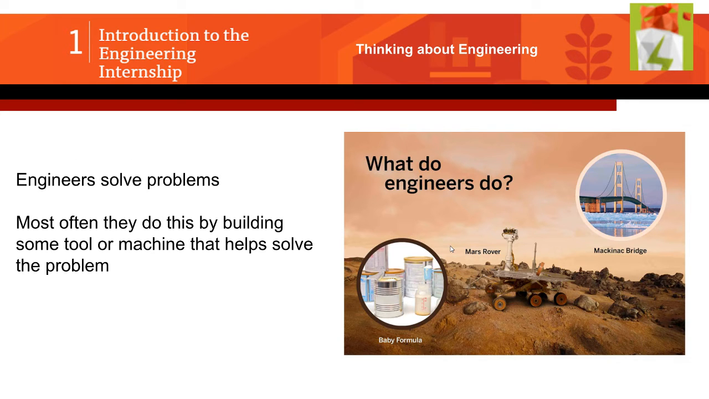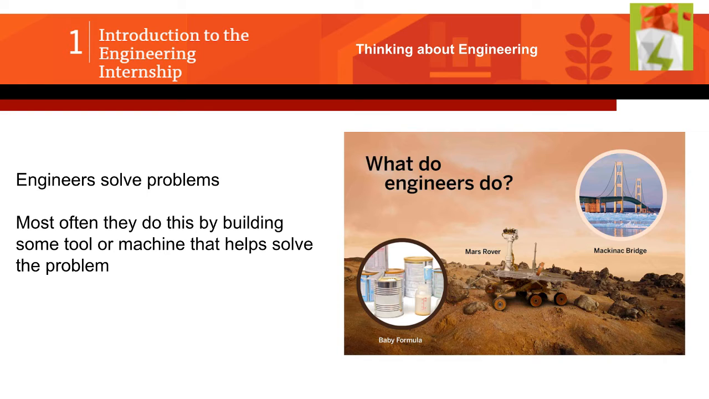Engineers essentially solve problems. The main job of an engineer is to take a problem and then solve it. I know that sounds exceedingly simple, but that's literally what it's about. If you're an engineer, you're given an issue like, we need to make a bridge to get across this gap, or we need a machine that can get to Mars that can tell us more about it, or we need to make the best baby formula so that babies get the energy they need and they can get it quickly. These are problems that we solve.